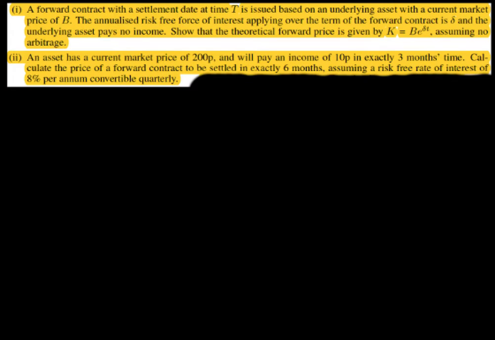Actuary dude over here looking at another exam question. Okay, so a forward contract with a settlement date at time t is issued based on an underlying asset with a current market price of B. In the notes it's normally, I think, S0. The annualized risk-free force of interest applying over the term of the forward contract is delta, and the underlying asset pays no income. That's easy. Show that the theoretical forward price is given by this equation, assuming no arbitrage.